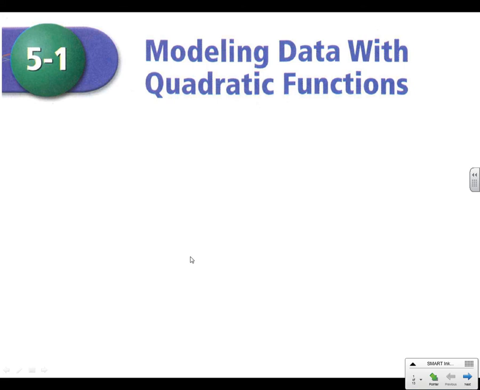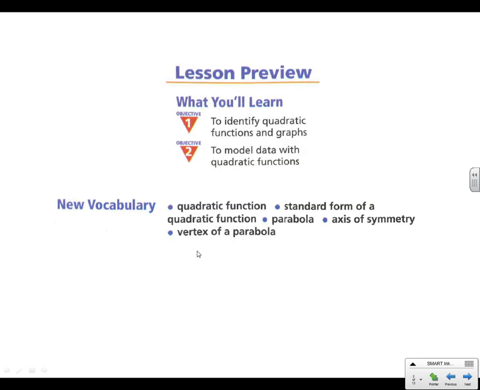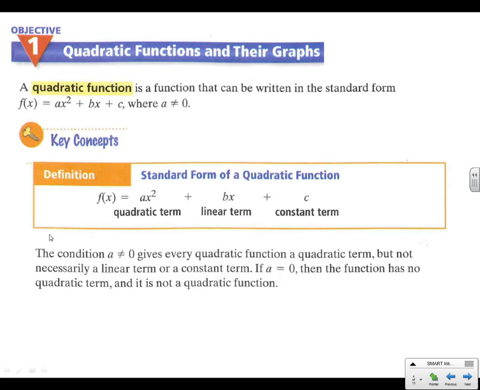Okay, let's get started with Chapter 5, and so we'll start with 5.1, which is modeling data with quadratic functions. So here's what we'll learn. We'll learn to identify quadratic functions and their graphs, and then given some data, we'll learn to turn that data into quadratic functions. So some vocabulary coming your way: quadratic function, standard form of a quadratic function, parabola, axis of symmetry, and vertex of a parabola. So those 5 are the vocab phrases that you're going to need to make sure you understand for 5.1.